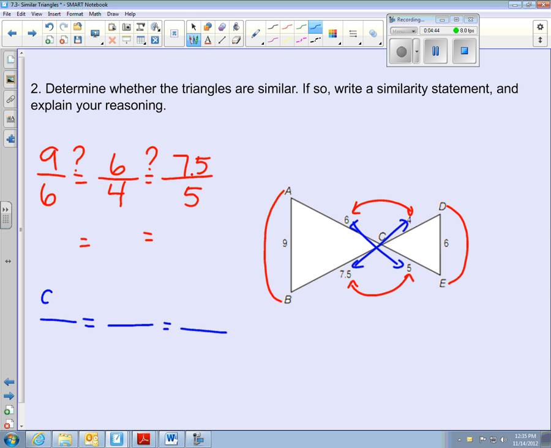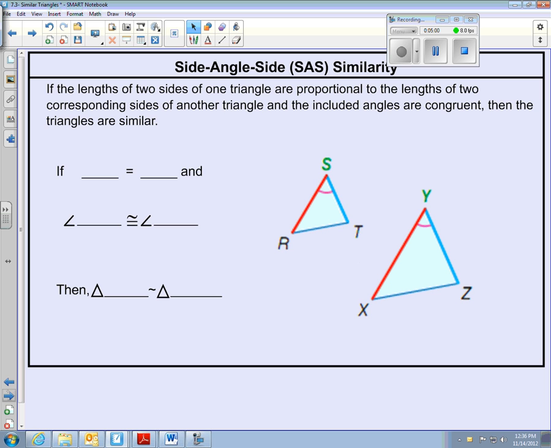So I know my 9/6 is going to still be true, but we want to know, is that proportional to 6/5 and proportional to 7.5/4? If it works with one of them, then we know our two triangles are similar. All right, now let's talk about side angle side similarity.